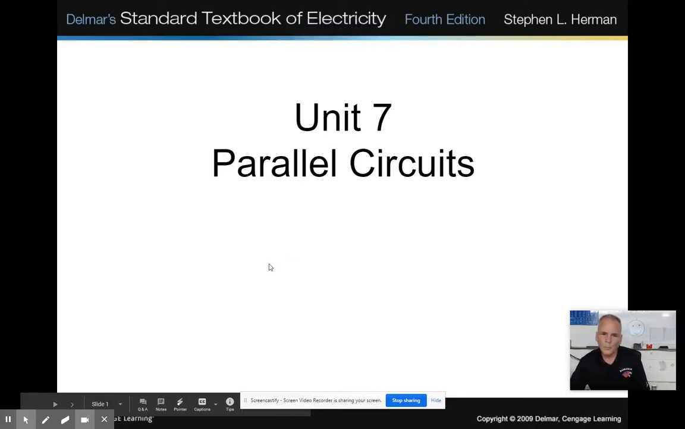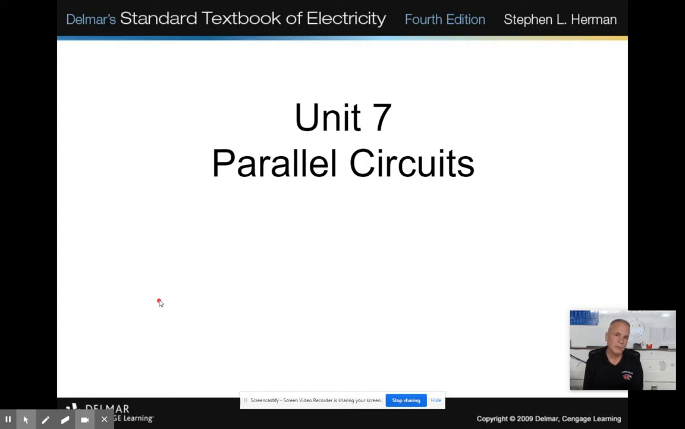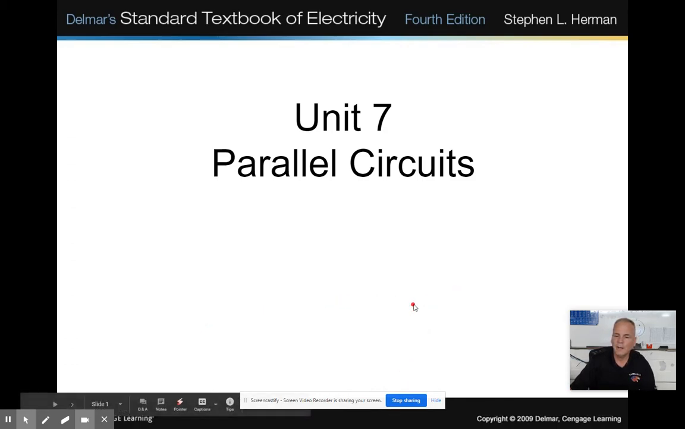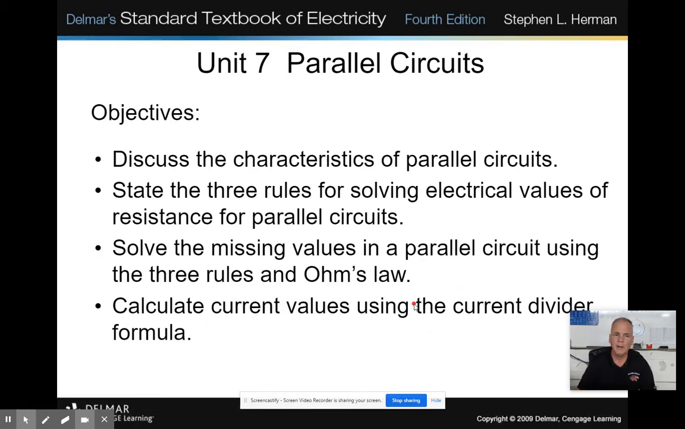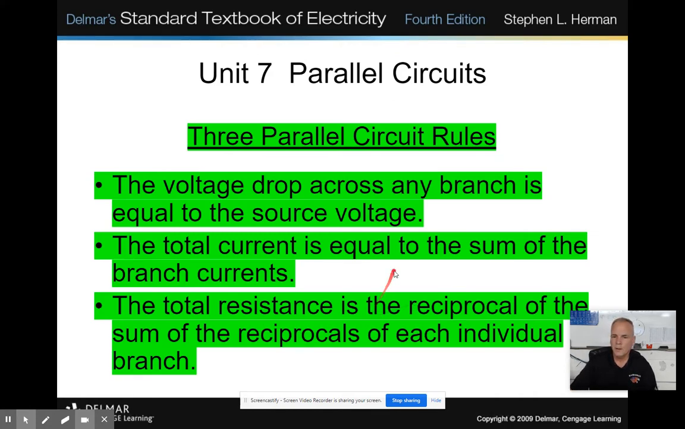Hey guys, we're going to talk about parallel circuits. We have been doing series circuits. Hopefully you guys are doing well in series circuits. Parallel circuits is a little bit different. Remember that in a series circuit, there's only one path for current to flow. We're going to find out a little bit different about parallel circuits this go around.